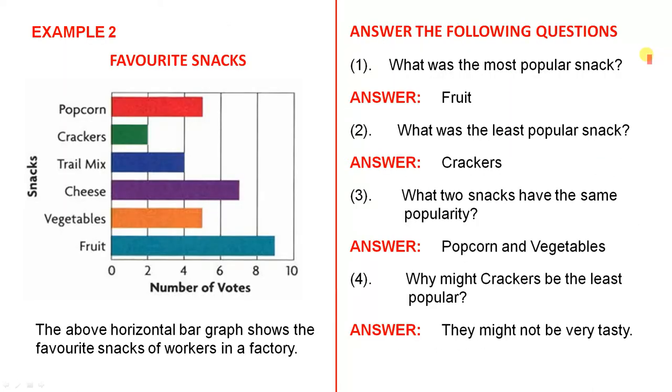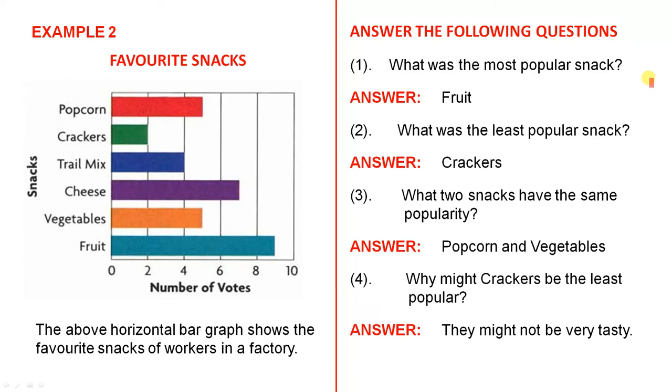Example 2. Favourite snacks. The above horizontal bar graph shows the favourite snacks of workers in a factory. So here we have 6 snacks. And here we have the number of votes. That is, how many workers liked each of these snacks. So let's look at some questions. Because the initial data has been organised, we can now make sense of it. That's why we can answer these questions.